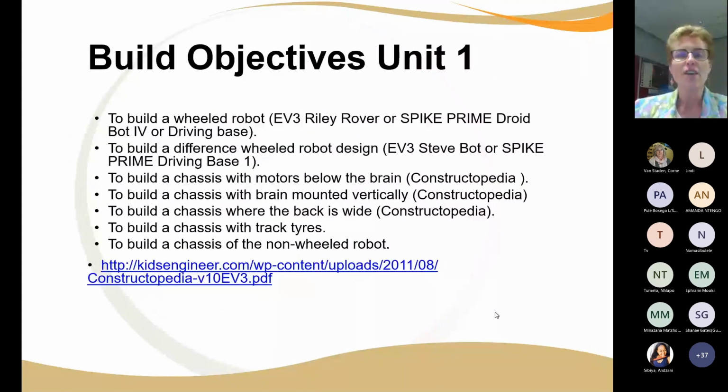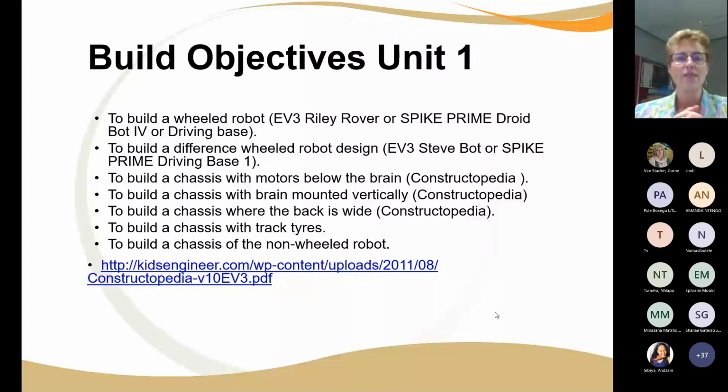Okay, so every unit has 7 objectives. For Unit 1, we have to build a wheeled robot, so that's either the Riley rover or the driving base. Then we need to be able to build a different robot from building instructions. And then you need to be able to describe what the difference is. Why is this better than that?